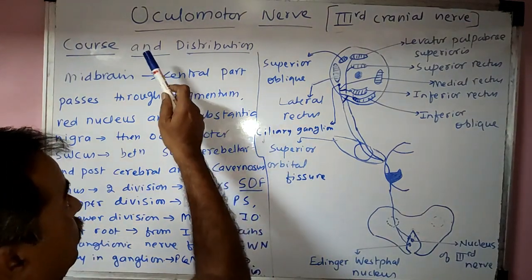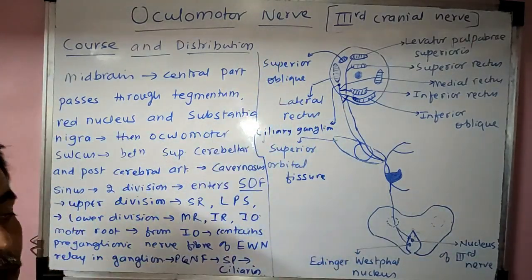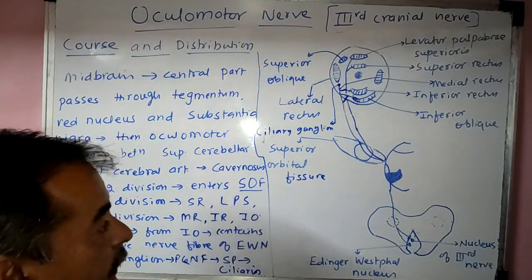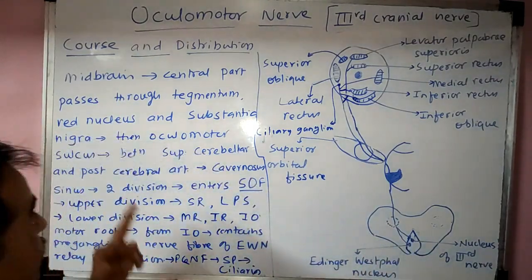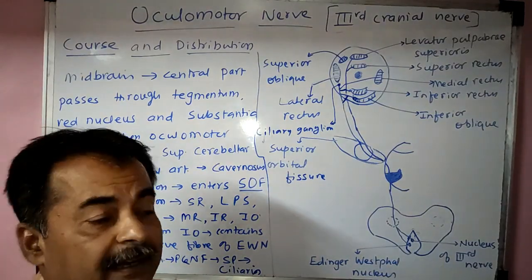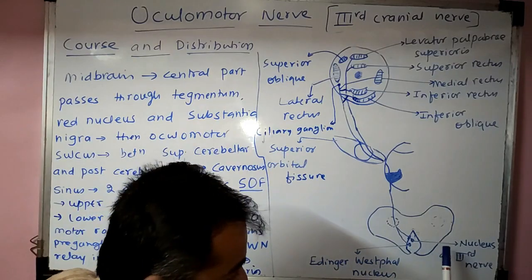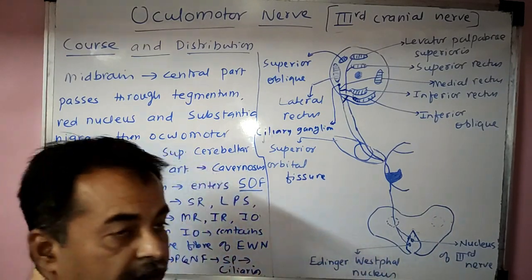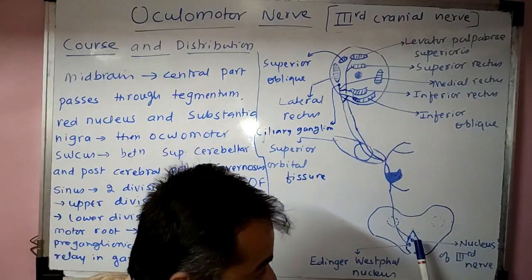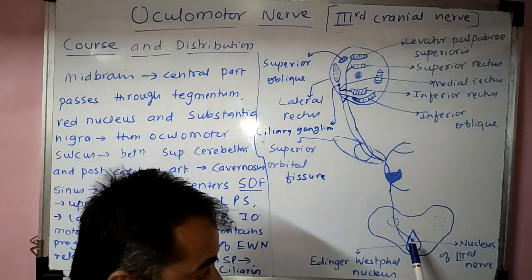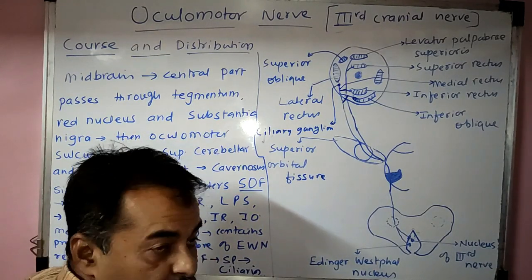Now we will study the course and distribution of the oculomotor nerve, the third cranial nerve. As we had seen, it arises from the nucleus that lies in the central part of the midbrain. Just beside it, this is the section of the midbrain, and this is the nucleus of the third nerve. Beside the nucleus of the third nerve, there is another nucleus called the Edinger-Westphal nucleus.